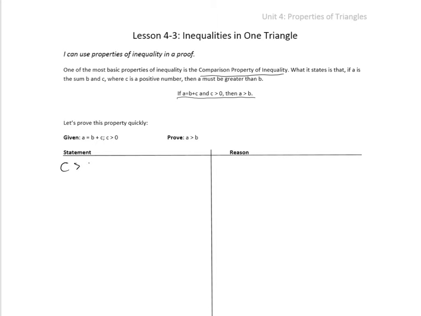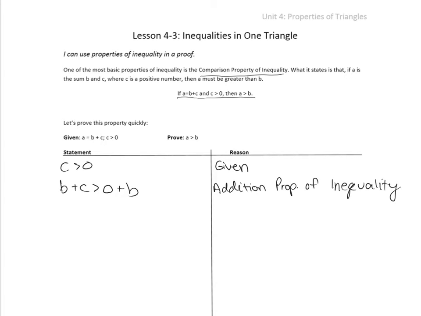I am going to start off with just one of my givens. C is greater than 0. And with this given, I'm going to add B to both sides, which is my addition property of inequality. Now, I can drop that 0, right? I don't really need it. So we could just erase out that piece. So I have B plus C is greater than B.